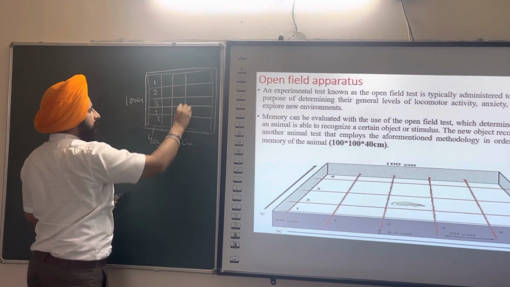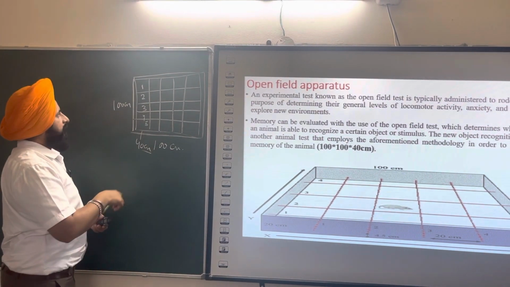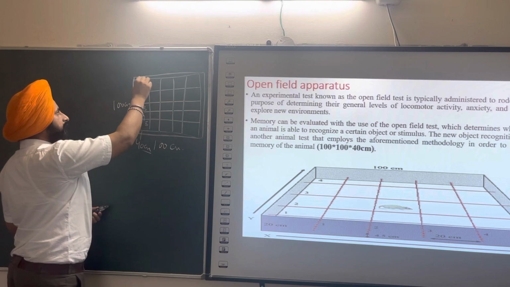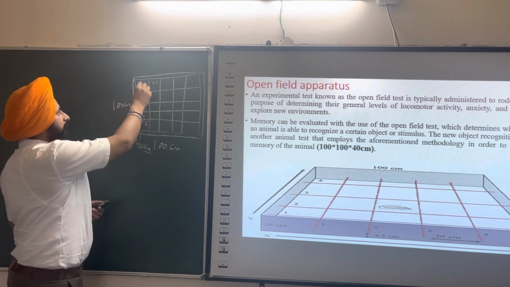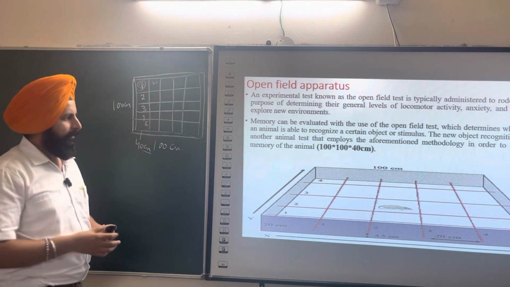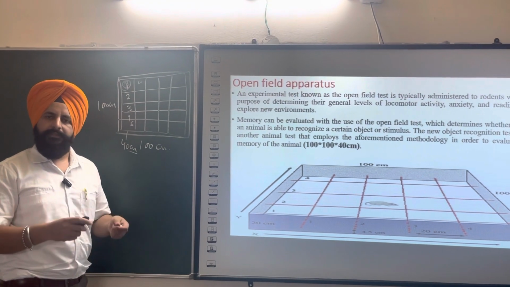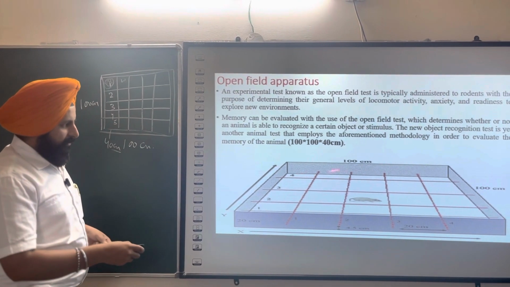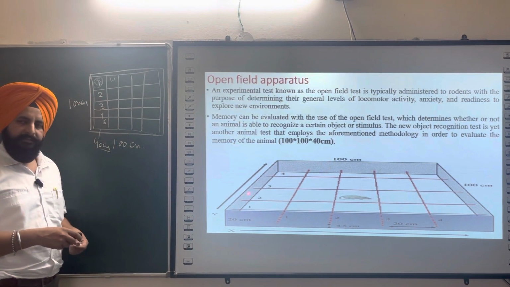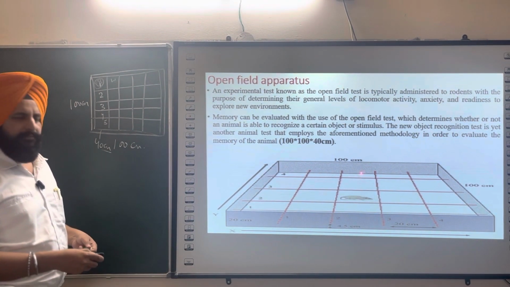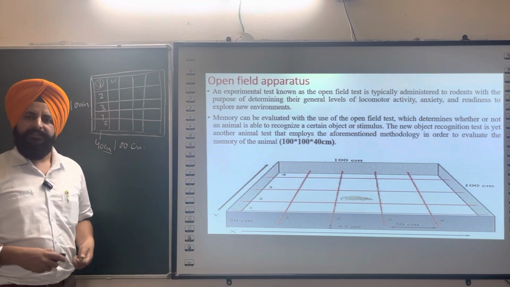Likewise, you will see there are 25 boxes, which from the internal side are sometimes labeled with colors, like this could be black, this could be white, or you can number them 1, 2, 3, 4, 5 like that. So you can see that this apparatus is centrally divided into 25 rectangular boxes. The length of the apparatus is 100 centimeter, the width is 100 centimeter, and the wall height is 40 centimeter.